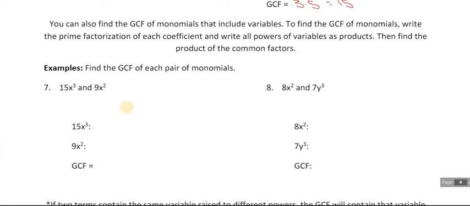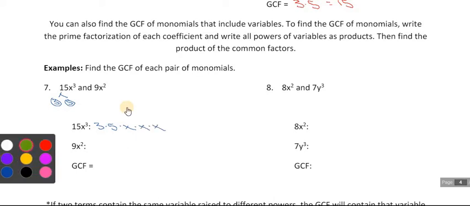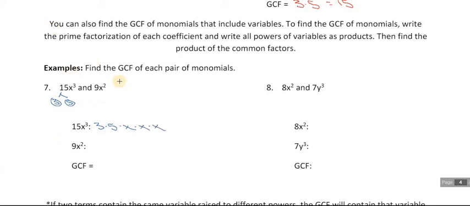15 breaks down to 3 times 5, and that's it. They're both prime. So this is 3 times 5 times 3 x's multiplying along. For my prime factorization of 9x squared, well, 9 breaks down to 3 times 3. Both are prime, so that's going to be 3 times 3, and x squared means we have 2 x's multiplying.